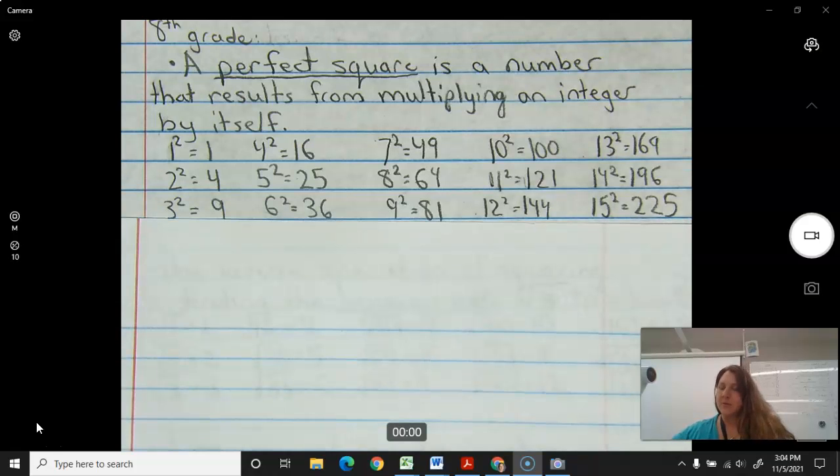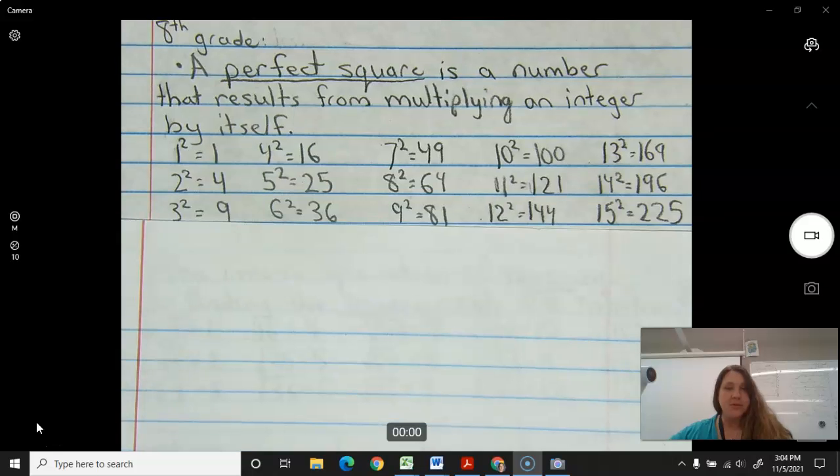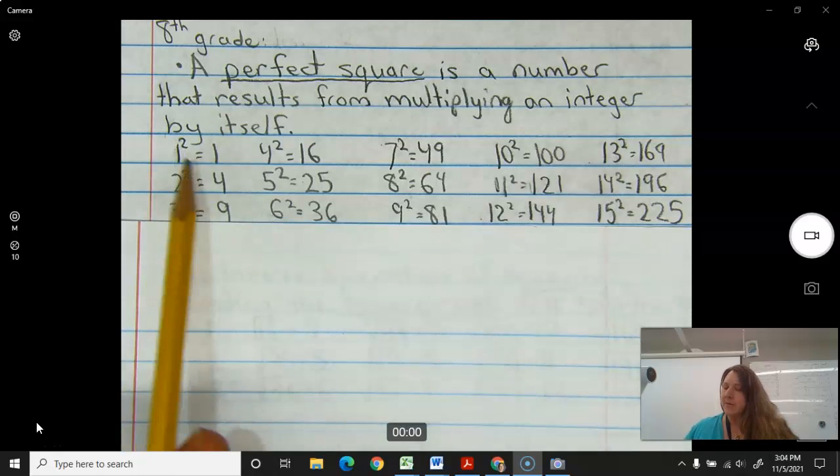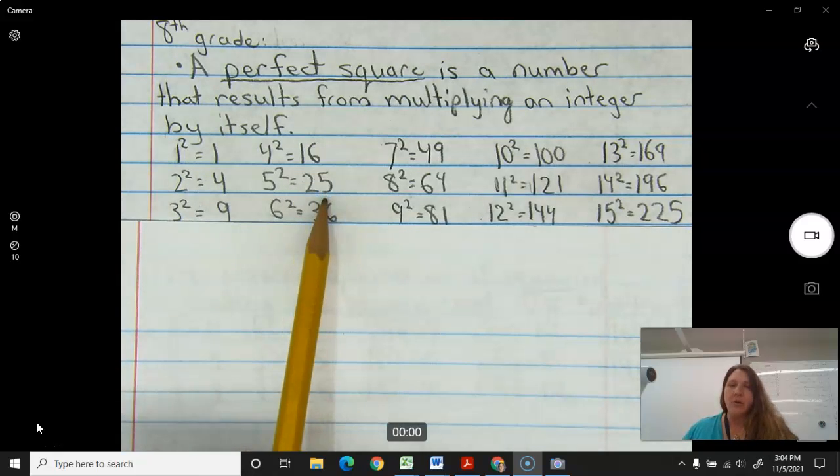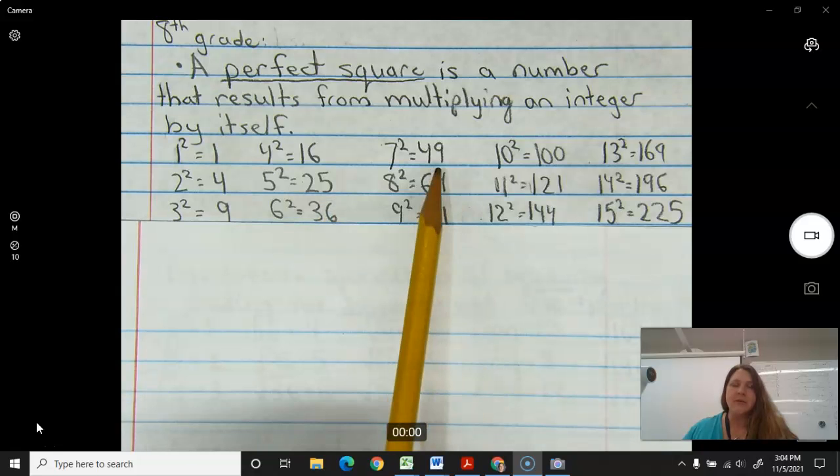So 1 is a perfect square because 1 times 1 is 1. 4 is a perfect square because 2 times 2 is 4. 9 is a perfect square, 3 times 3. And so on. All of these numbers on the right are called perfect squares.